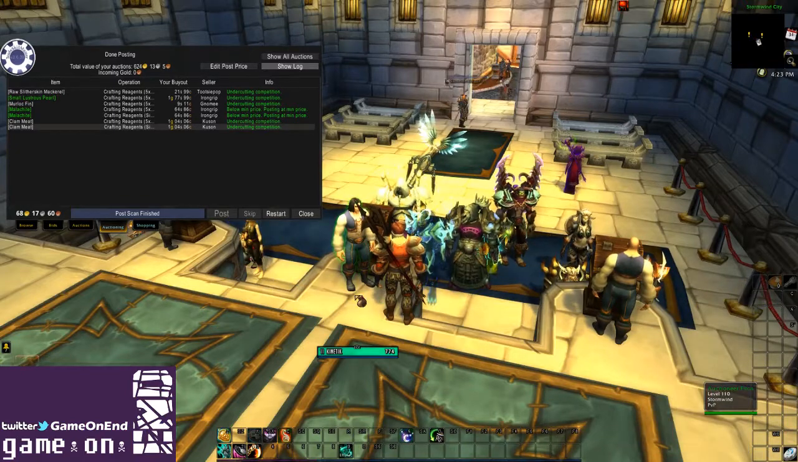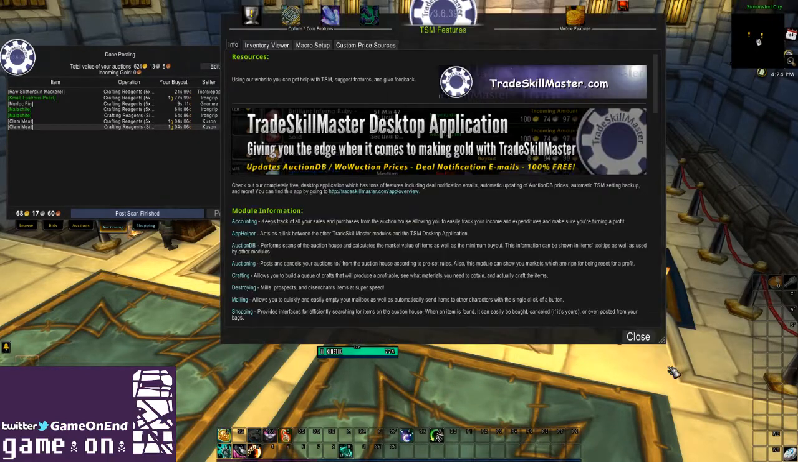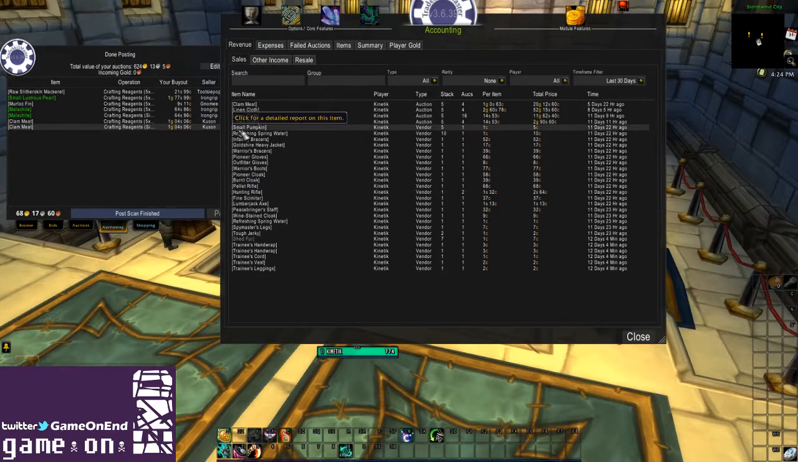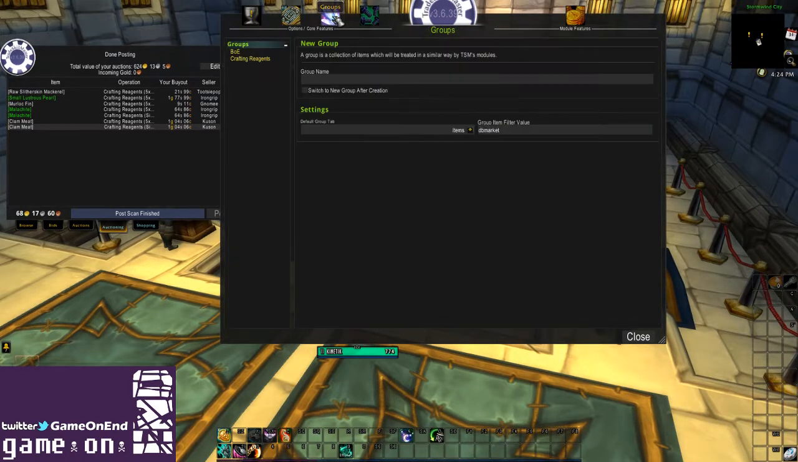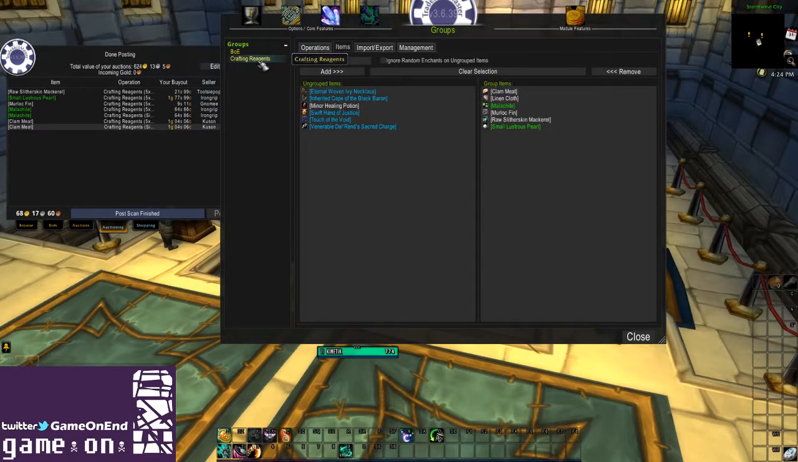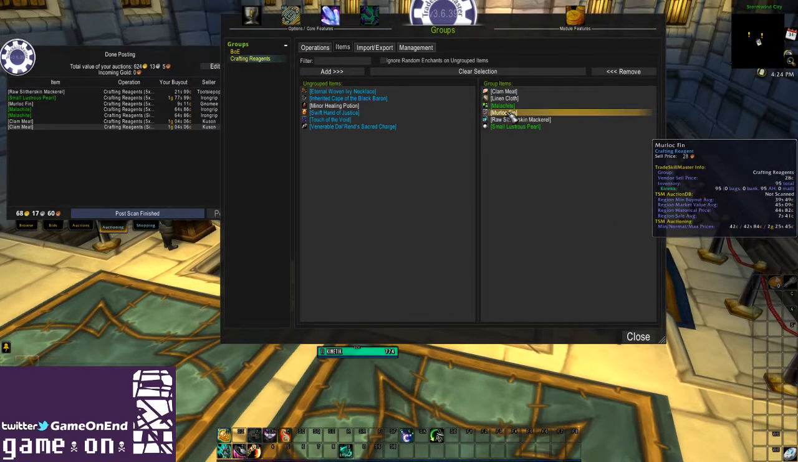Okay, so now that we have the basics of selling items from our inventory, let's take a look at buying. So let's open up Trade Skill Master here by typing /TSM. Let's take a look at our accounting data here. So far the items that have sold for us are the clam meat and the linen cloth. So let's start there. Now we have both of those items in a group here to sell.